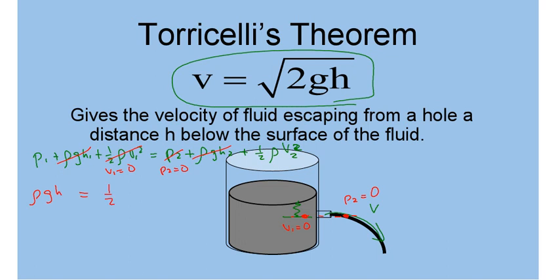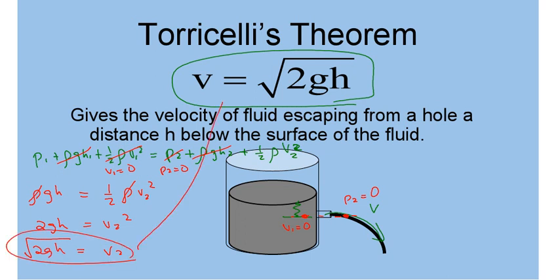And so over here I have 1/2 rho V2 squared. The rho's cancel out. I multiply by 2. That would give me V2 squared. And so V2 would be equal to the square root of 2GH, which is what we had up there. It's a theorem because we can prove it using the Bernoulli equation, which goes straight back to conservation of energy. Okay, so you can find the velocity of fluid coming out of a tank if you know simply the height of the fluid above it.